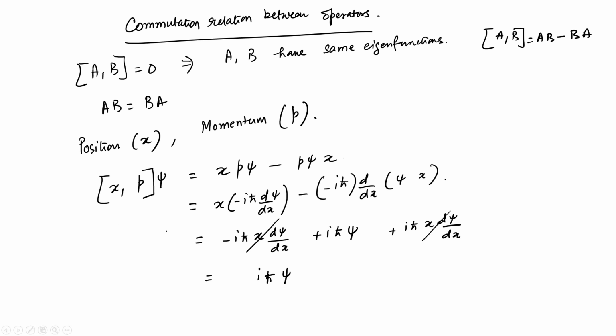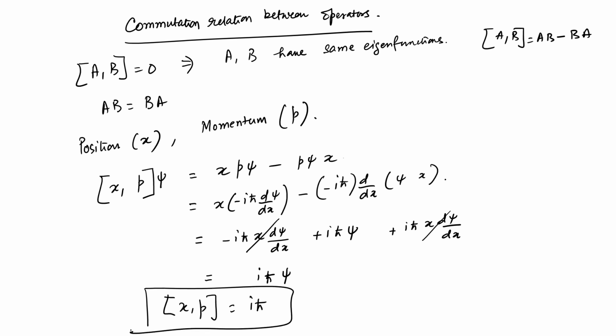You can treat this as an eigenvalue equation, which tells you that the commutator of x and p is equal to i h cross. So, that is the commutation relation between x and p, and it was mentioned earlier that because they are canonically conjugate variables, they do not commute.